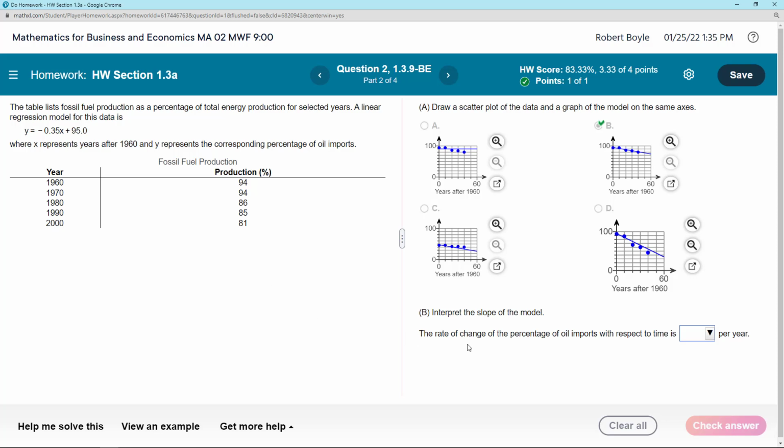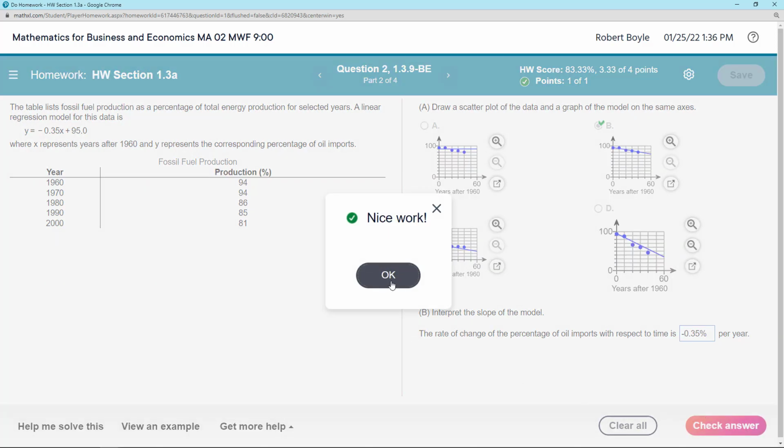So the rate of change of production with respect to time is what's right there. And actually that's the same thing as the slope, which is actually what we're looking for. It's negative 0.35% per year. Check that, and there we are.